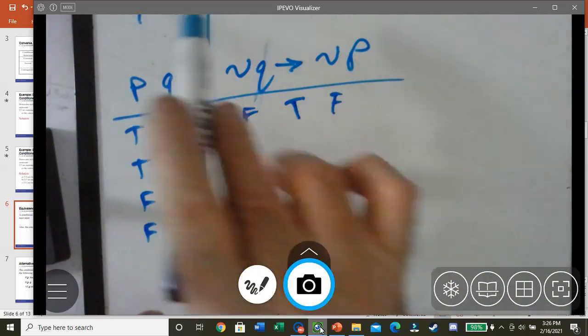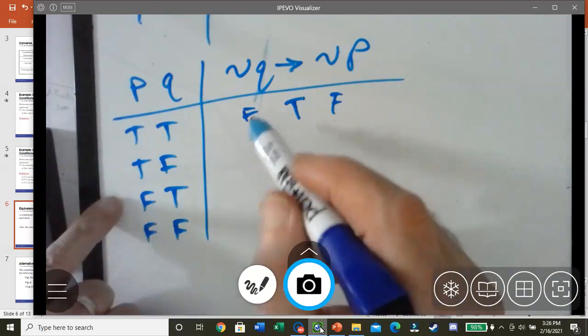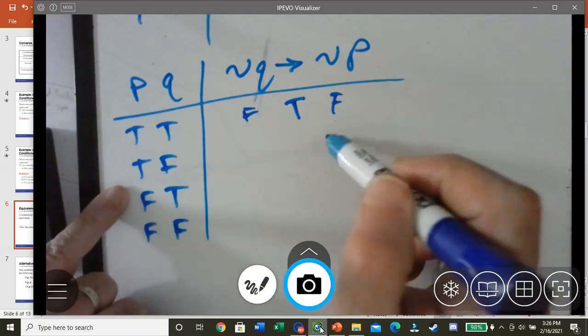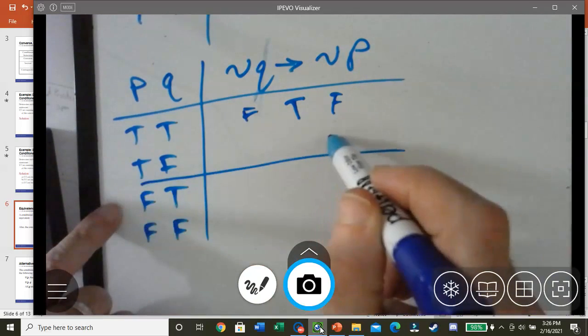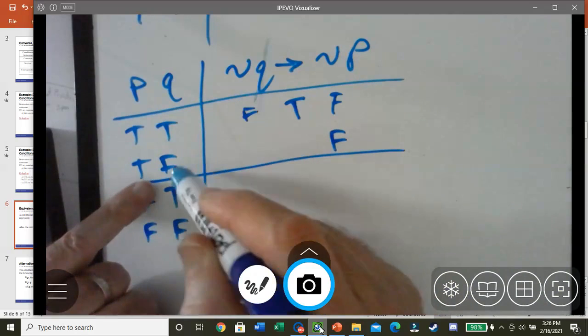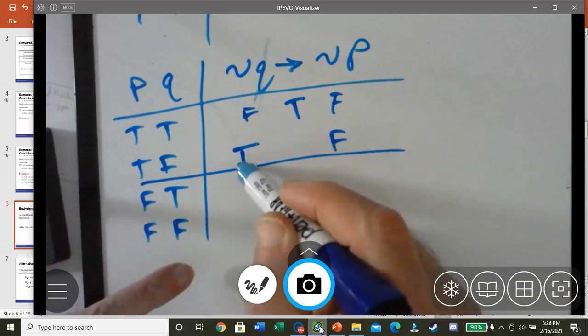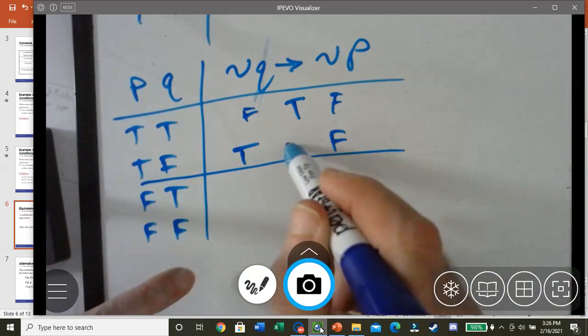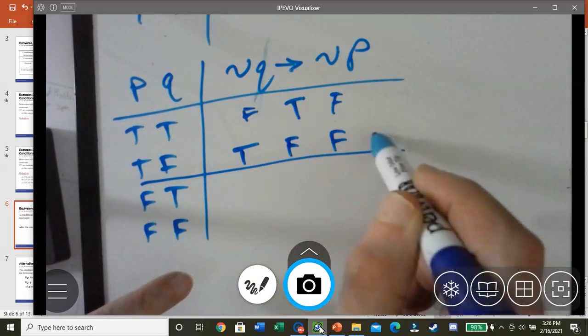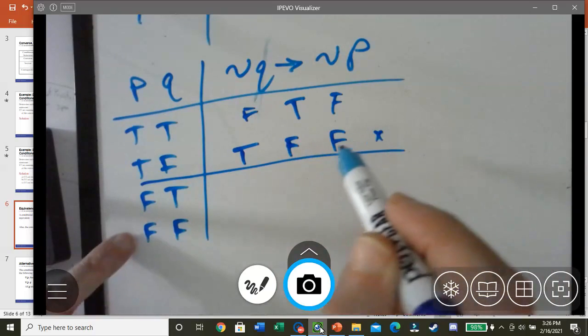Because the only one that's false is if true, then false. If P is true, then not P is false. If Q is false, then not Q is true. So we're saying if true, then false is false, because that's the only one that's false.